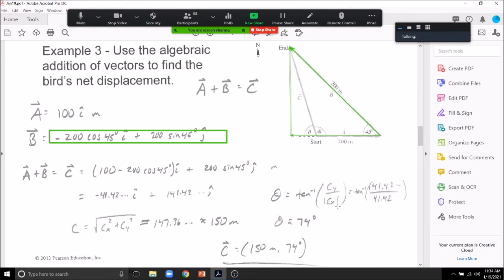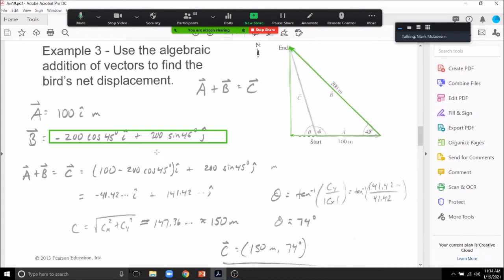Okay. So let's go ahead and do the algebra here. I'm going to add up A and B together. That requires you to add the i hat components up and the j hat components up. So they both have x components. So this is 100 minus 200 cosine 45. That ends up turning out to be around negative 41 i hat. And then there's no j hat for vector A, so it's like plus 0 j hat. So it's just whatever B's component is. And that happens to be 141 j hat.